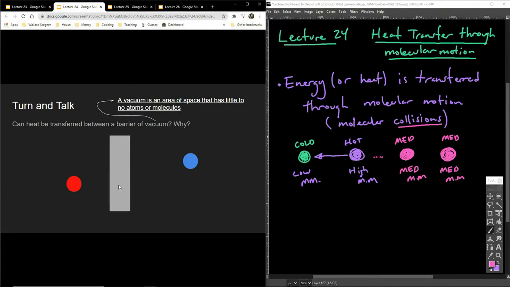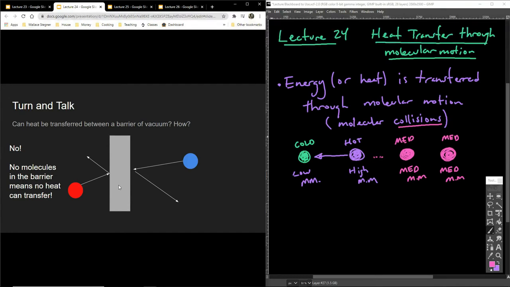Answer the question. Think about it. If there's no molecules to provide the molecular transfer of heat, of molecular motion, then there cannot be a transfer of energy. So these molecules are just going to sit there and bounce up against this wall and never actually meet each other, and they'll never be able to transfer energy between each other. Why? Because there's no molecules inside of this barrier in order to transfer the heat. If there's no molecules, there can be no transfer of molecular motion. So they'll just bounce off the walls and continue doing what they're doing.